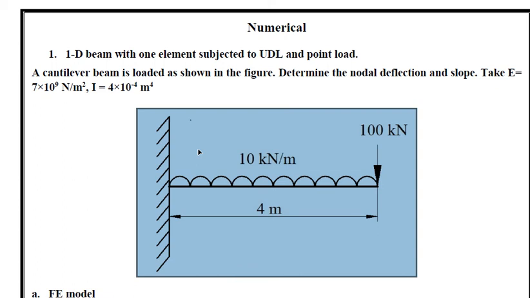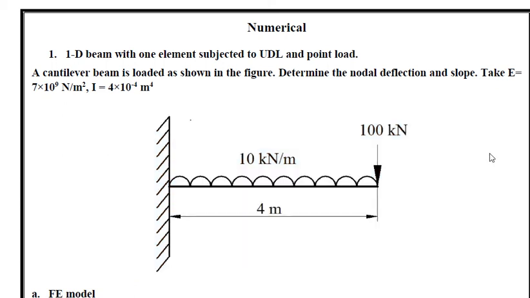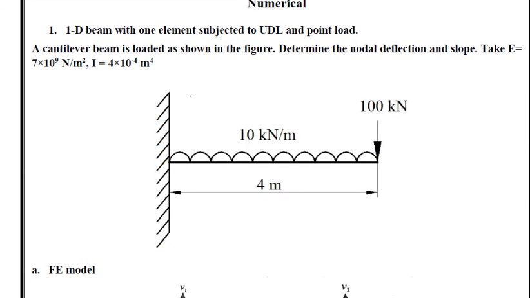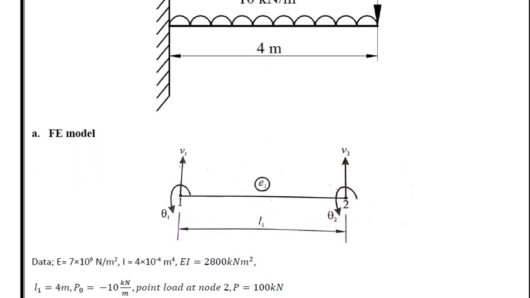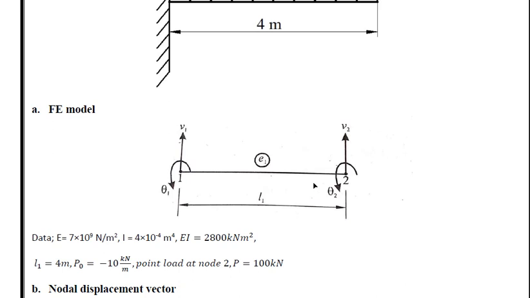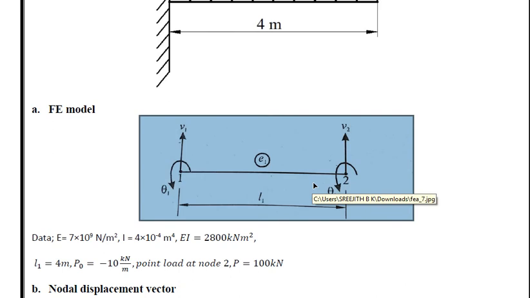Now, the basic requirements that are required to solve the beam problem is the Young's modulus E, that is the elastic constant, and the area moment of inertia I. These are the two basic constants. Now we will continue to solve the problem. As usual, the first step to solve the problem using a stiffness method is to write the finite element model.